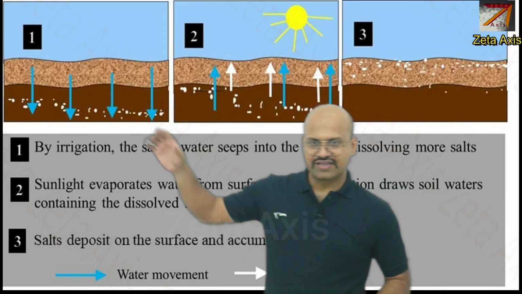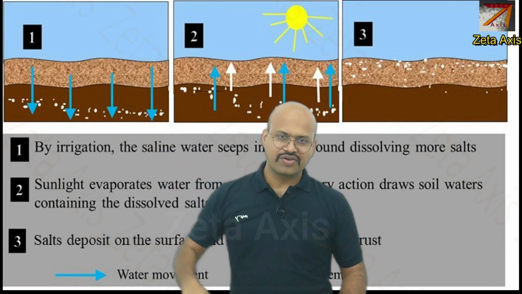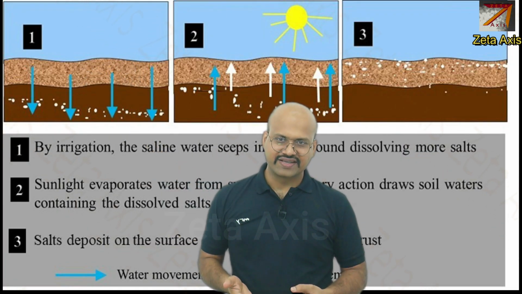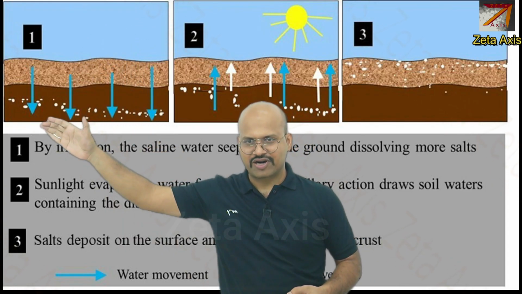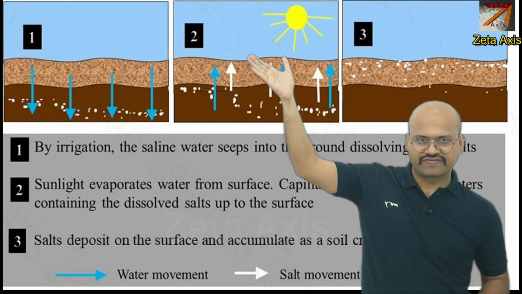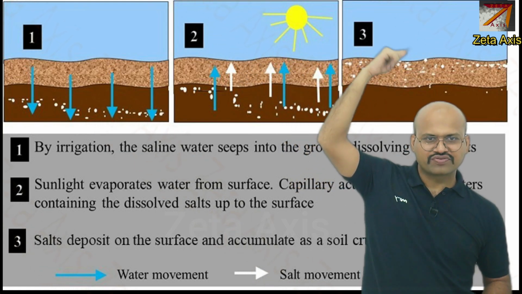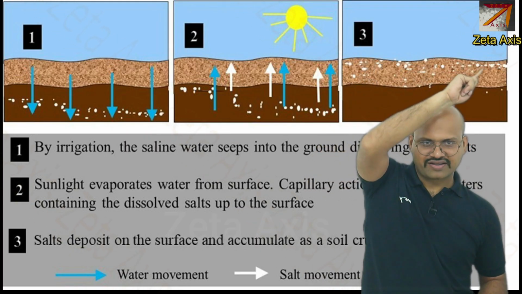Now here we can see that when there is irrigation, whenever we provide water by irrigation, the water has salts, it also contains soluble salt. So that water will go into the deeper parts of the soil. Capillary action brings those salts back to the surface. Evaporation removes the water and only salt remains, creating a layer in the topsoil.